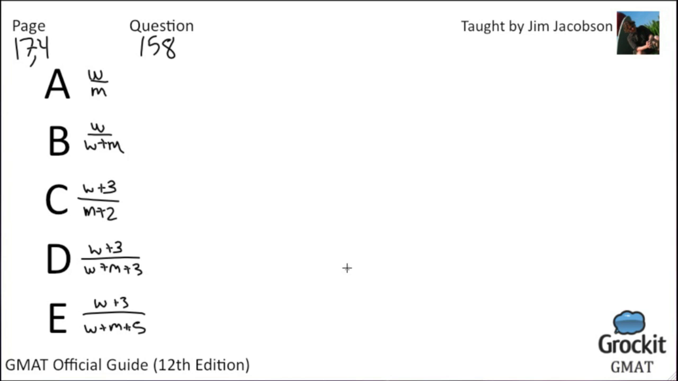Okay. So a committee is composed of W women and M men. If 3 women and 2 men are added to the committee, and if one person is selected at random from the enlarged committee, then the probability that a woman is selected can be represented by which of these following answer choices.